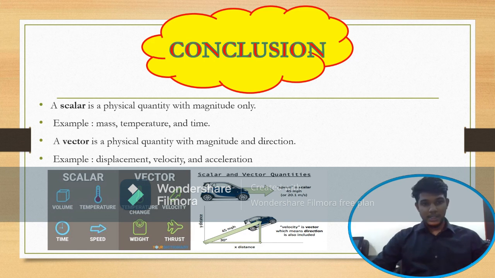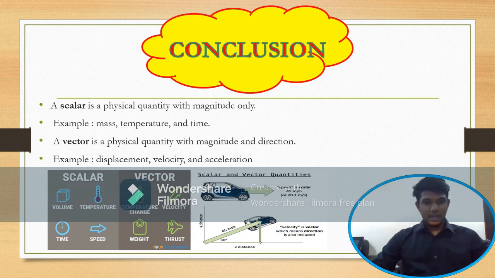Whereby a vector is a physical quantity with magnitude and direction. So as we can see, vector has been added with direction. So when there is direction and magnitude, that will be called a vector. Examples of vector are displacement, velocity, and acceleration.